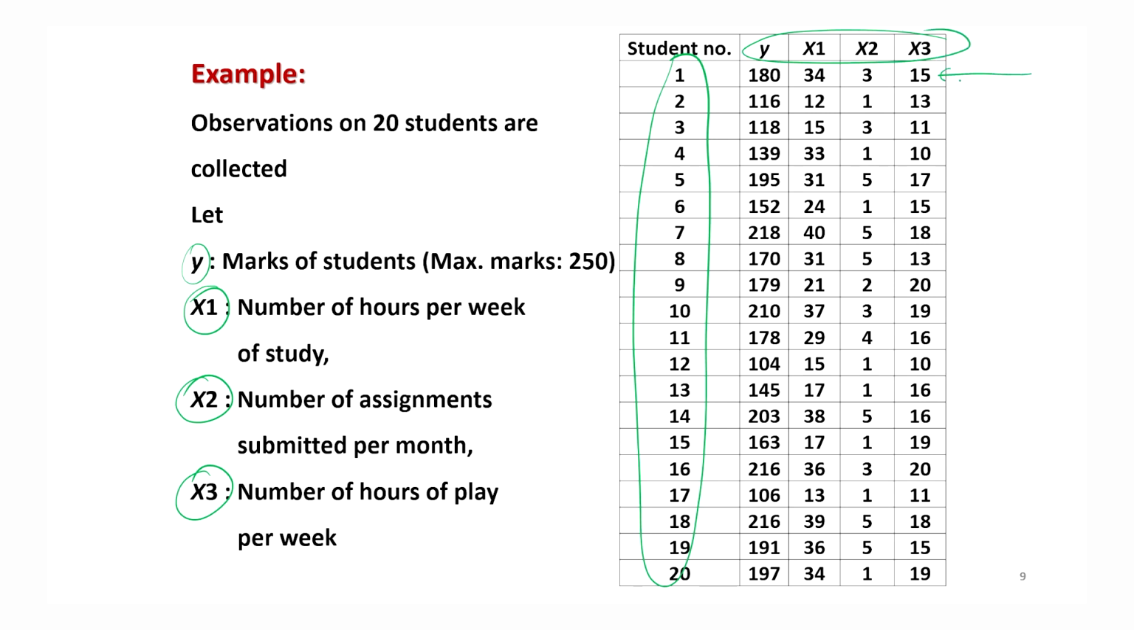So the first data indicates that student number 1 has studied 34 hours in a week, has submitted 3 assignments, and has played 15 hours in a week, and the student has got 180 marks out of 250. And similarly, if you look at Y20, that means the 20th observation, the student has studied 34 hours in a week, submitted only 1 assignment in a month, played 19 hours in a week and got 197 marks out of 250.